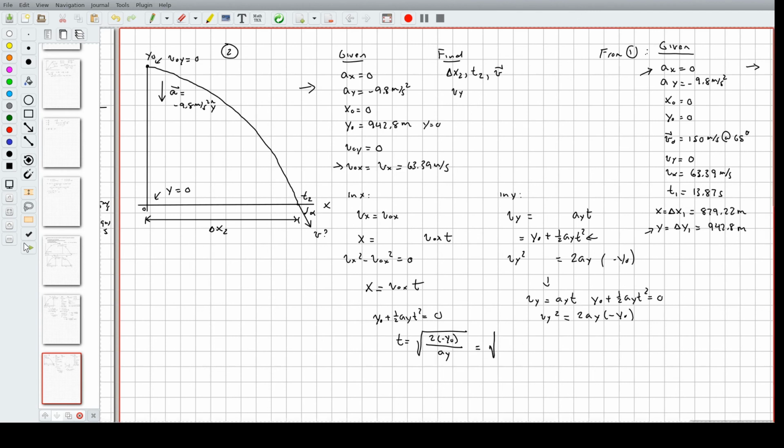So if I solve this, 2 times minus y naught, let's see, y naught was 942.8 meters. The acceleration due to gravity is 9.8 meters per second squared down. You plug that in there, noting the fact that the negatives cancel each other off, giving us a positive under the square root, which is always a good thing, unless you're doing something strange. Let's see, 942.8 divided by 9.8, 13.87, huh?